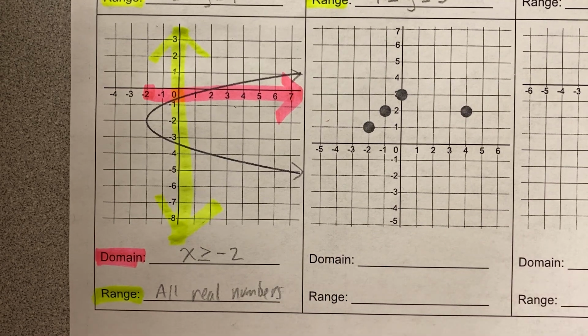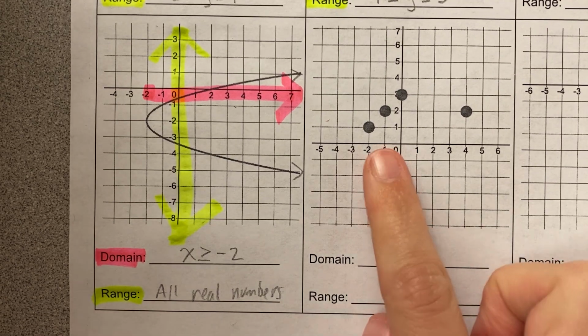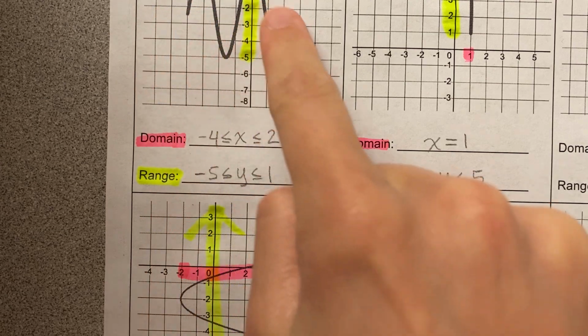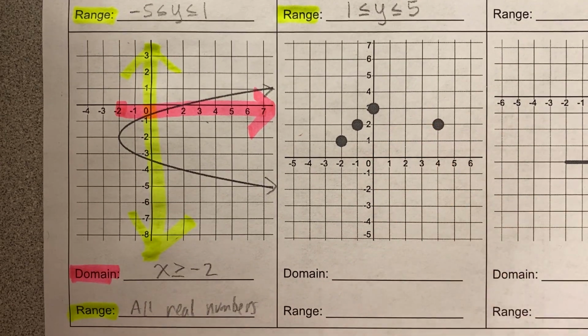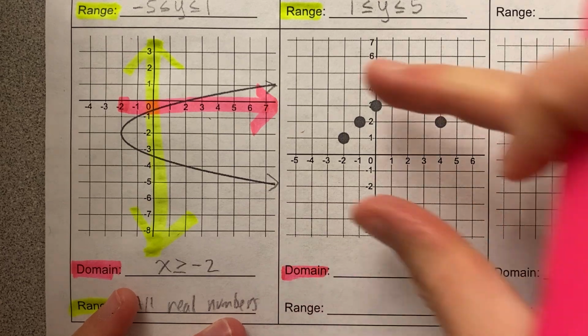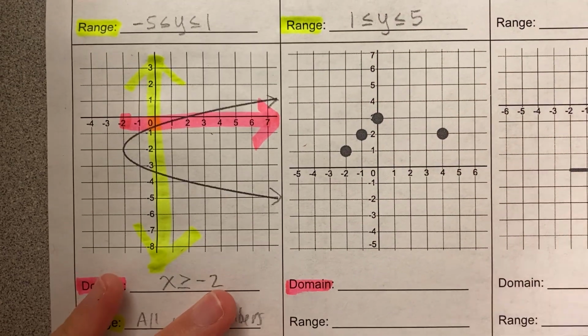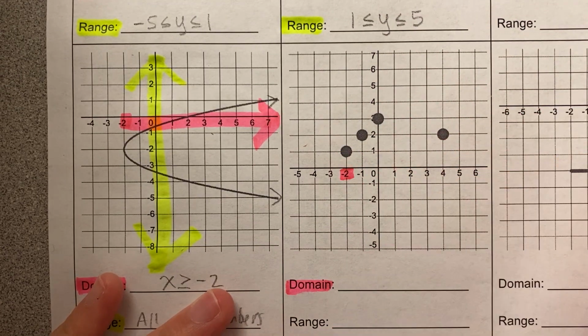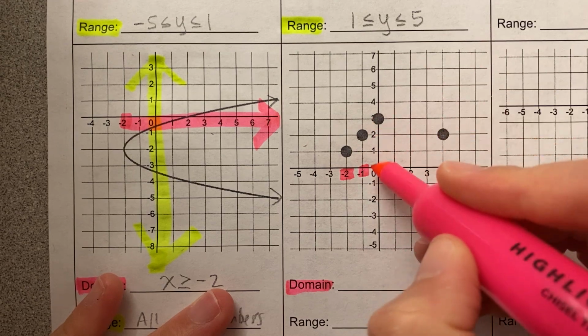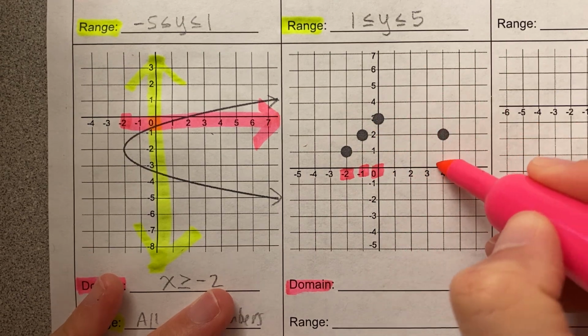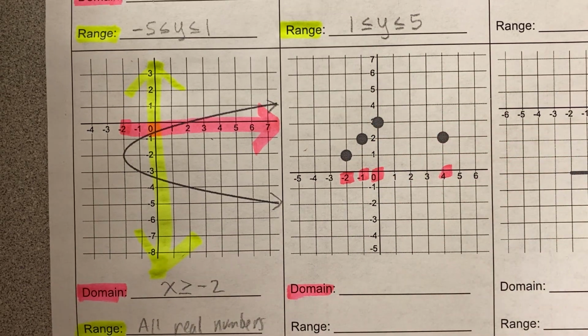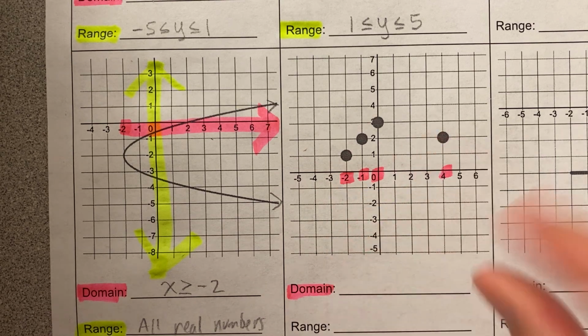Okay, last one. This one's a little different. It's not a continuous graph; it's just particular points. Let's start with the domain. Again, if I squish the points onto the x-axis, this point lands right here, this point lands right here, this point lands here, and this point lands here. I'm not making a line along the x-axis, it's just individual points.